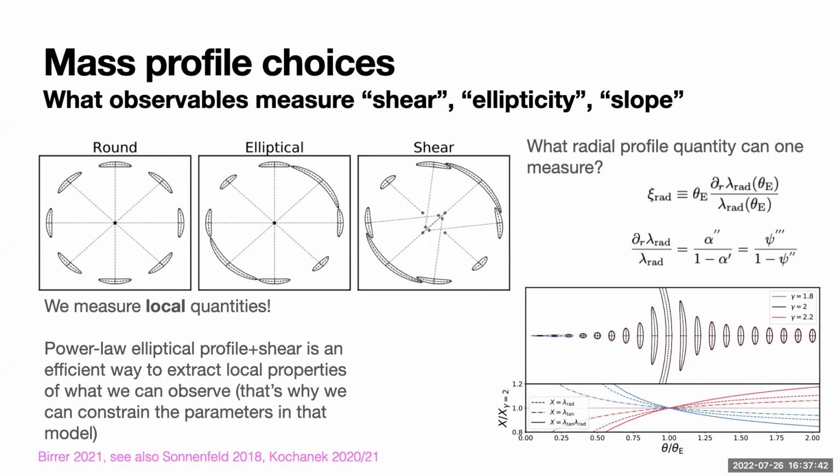And often in the literature, power-law elliptical profiles plus shear is kind of a standard that's been used to model. And I think such a simplistic model is an efficient way to extract local properties of what we can observe. It has enough degrees of freedom to describe these phenomena, plus a bit of radial freedom. But it doesn't mean it has to be the correct model. But it's a way that's been used very commonly.